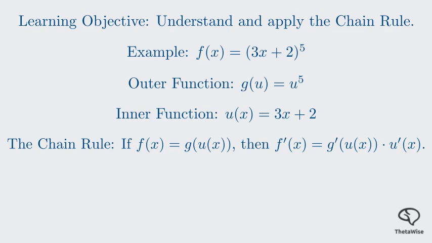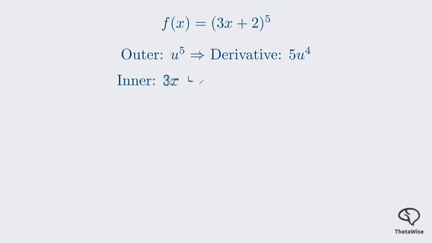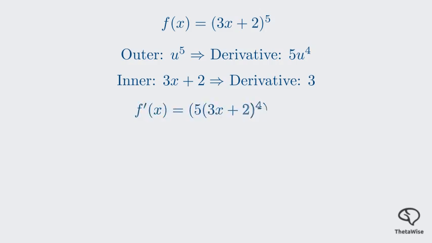f of x equals the quantity 3x plus 2 to the fifth power. The outer function is u to the fifth, and its derivative is 5u to the fourth. The inner function is 3x plus 2, and its derivative is 3. Now we apply the rule, derivative of the outside times the derivative of the inside. The derivative of the outside is 5u to the fourth. We evaluate this at the inner function, 3x plus 2, so we get 5 times the quantity 3x plus 2 to the fourth. Then we multiply by the derivative of the inside, which is 3. So the final answer is 5 times the quantity 3x plus 2 to the fourth times 3, which simplifies to 15 times the quantity 3x plus 2 to the fourth.